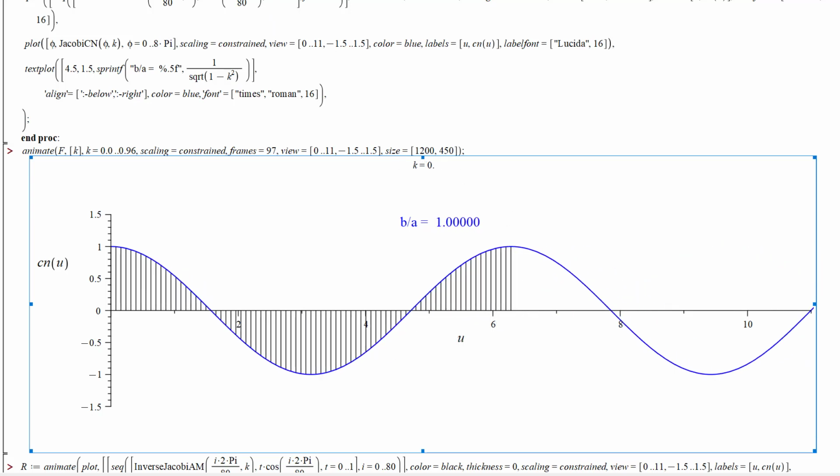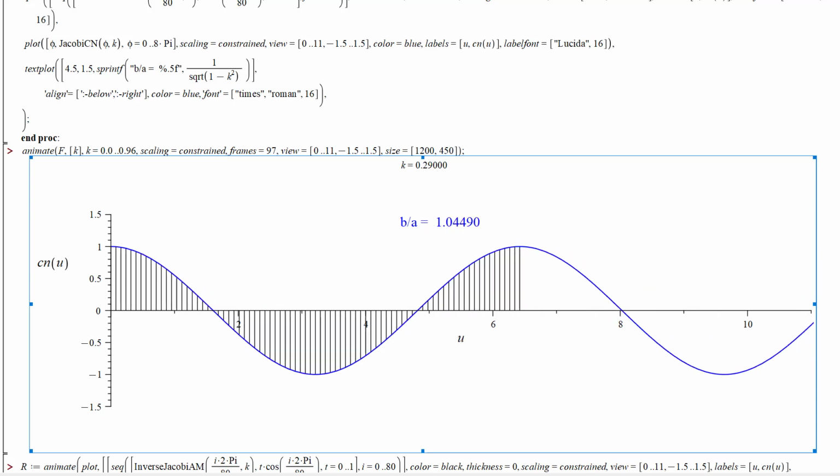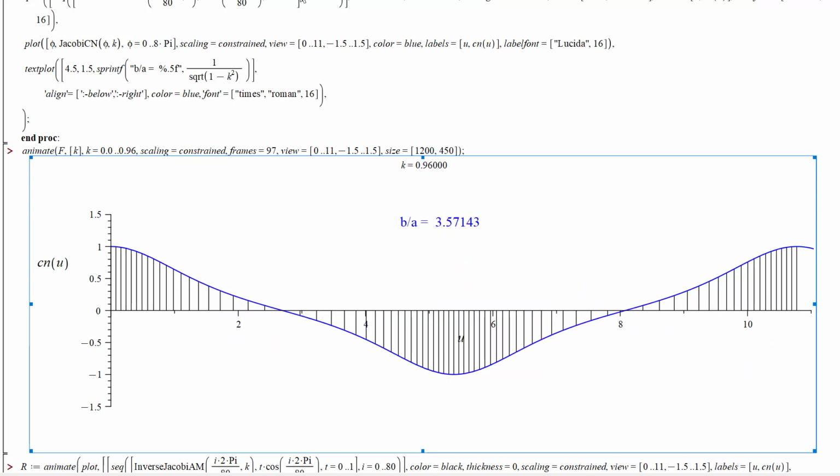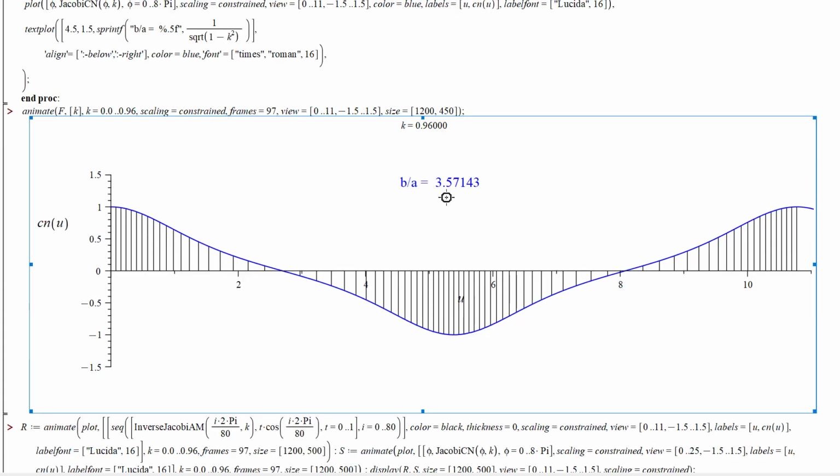If I do it quickly, you see almost no stretch on the left. And then, of course, there's no stretch here at the other peak. So no stretch there, maximum stretch here. And we can see the stretch amount is going to be by b over a.